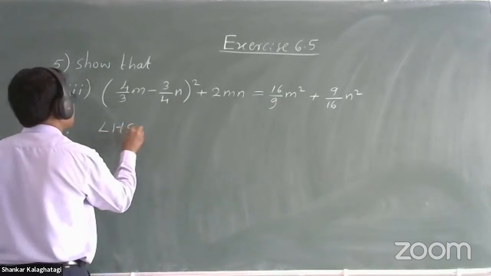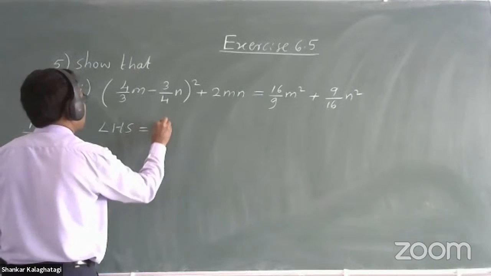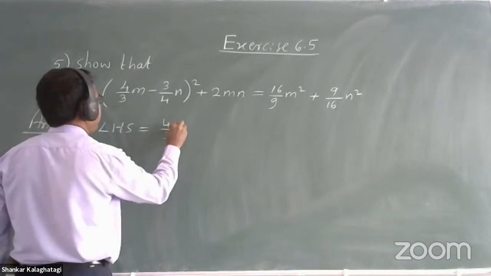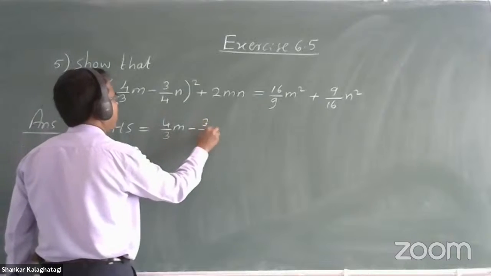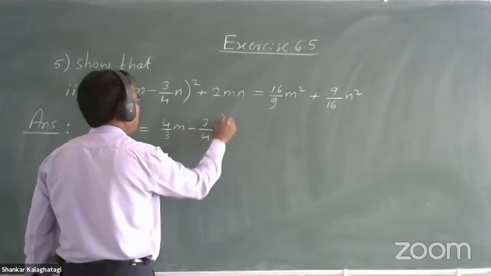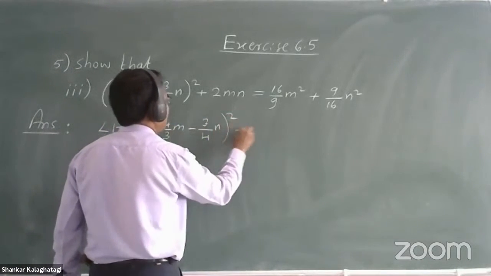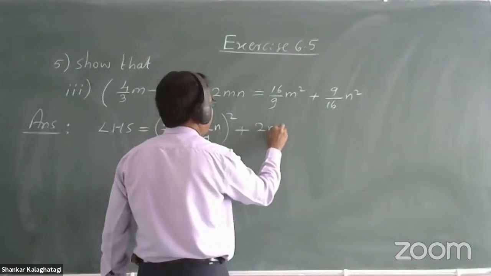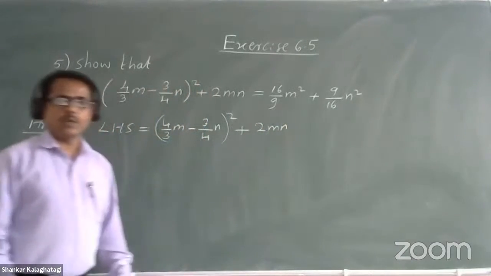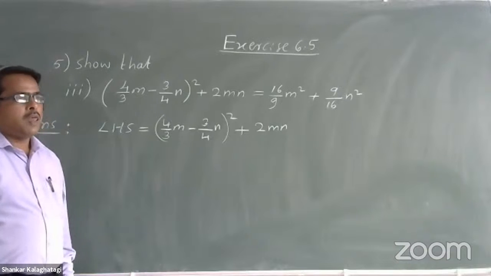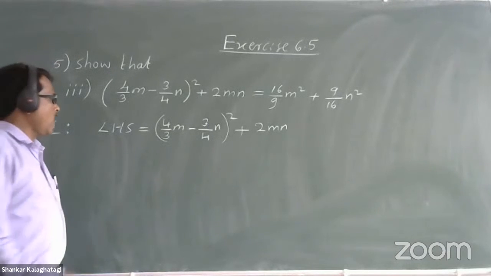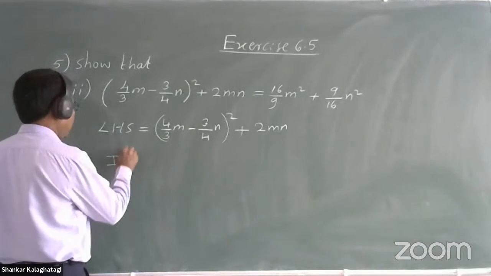Keep telling the answer. LHS is what? 4 by 3m minus 3 by 4n, bracket square, plus 2mn. Which identity do you use here? Identity two. Identity 2. Why are you fearing, man?